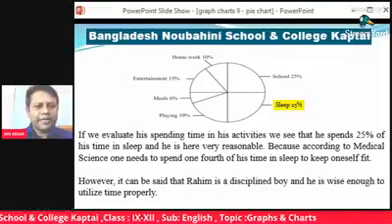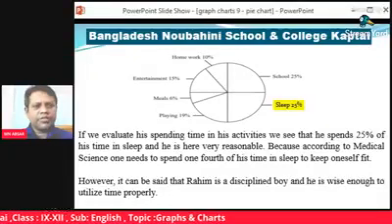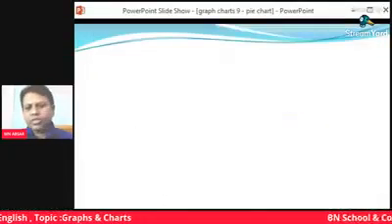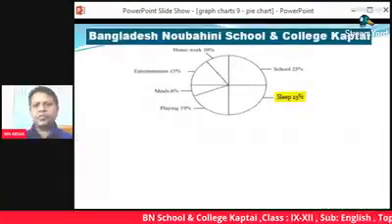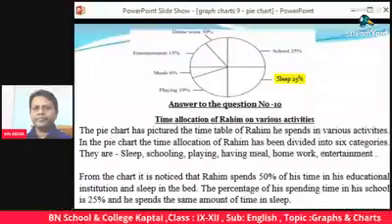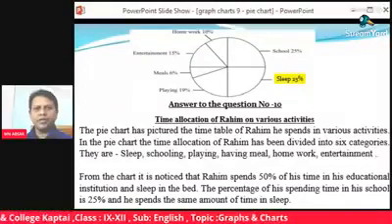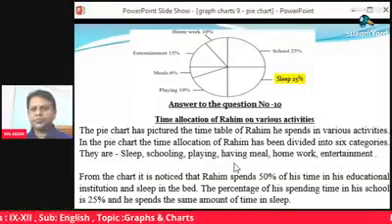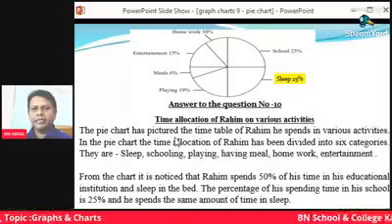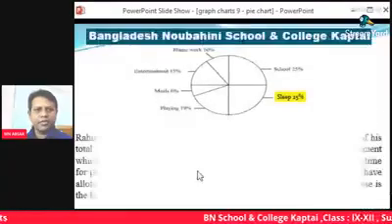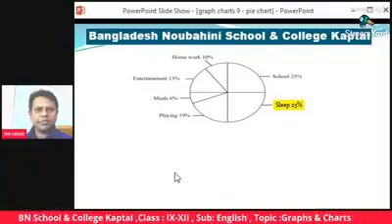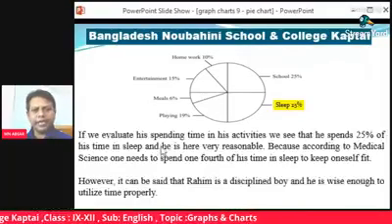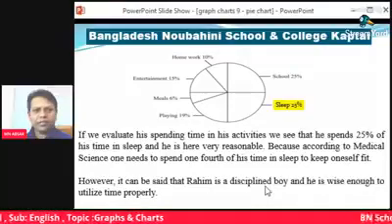So I have described the chart in 3 paragraphs. One is the introduction part, this one is the introduction part, and this is the description part. This is also the description part, and this is also the description part, and finally I have written the conclusion part.